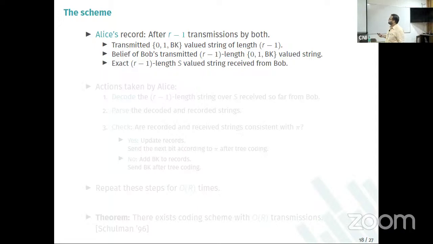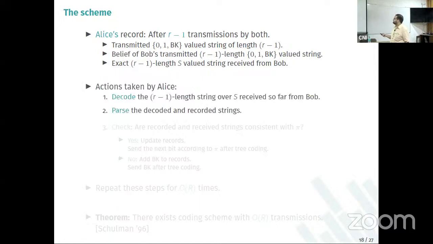Alice keeps a belief of all the r-1 length 0, 1, decay strings that Bob might have sent. Okay. And now, as I mentioned, it's a binary channel. So how does communication actually take place? You basically encode these strings to a precode and send a precoded symbol using bits, right? So every round, Bob is sending one precoded symbol encoded as bits. So you decode that to an S-valued string of r-1 length, so you keep the record of exactly what S-valued symbols you have received from Bob.